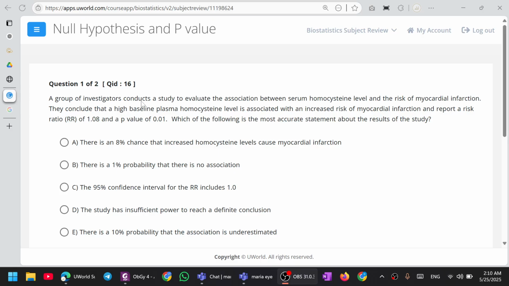A group of investigators conducts a study to evaluate the association between the serum homocysteine level and the risk of MI. They conclude that high baseline plasma homocysteine level is associated with increased risk of MI and report a risk ratio of 1.08 and a p-value of 0.01. Which of the following is the most accurate statement about the results of the study?